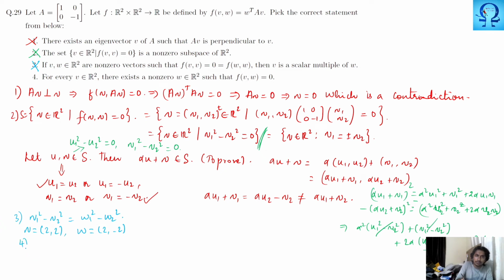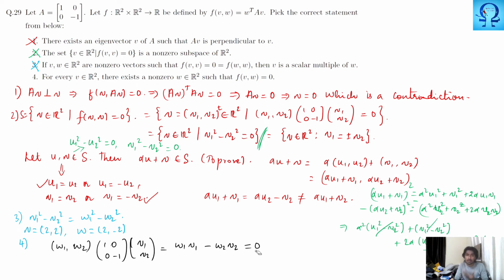Okay, what they are saying is for every v in R2, so there is no need of fixing v, there exists some non-zero w in R2 such that this thing is happening. So f of (v,w) is defined in a way that (w1, w2) times (1 0; 0 -1) product with (v1, v2). So what we will have is w1 v1 minus w2 v2. Okay, this must be equal to 0, right?